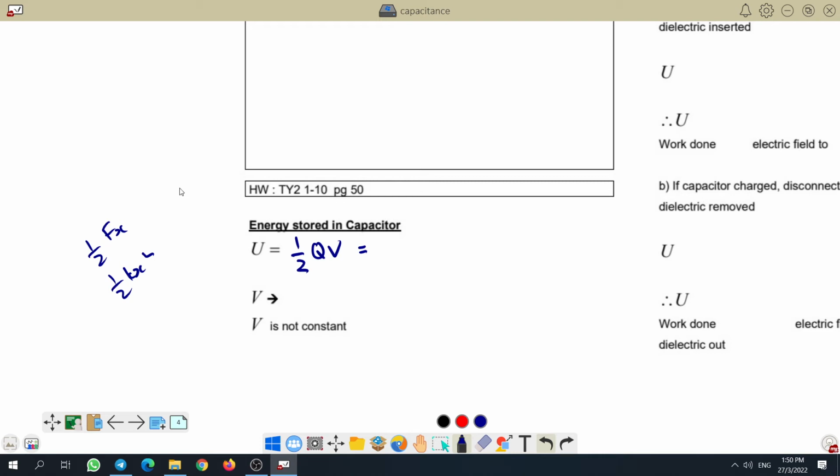Okay, kalau tak mau Q, kalau kita mau Q tukar pada CV. So dia akan jadi half CV square. And kalau tak mau C, tak mau V. V tukar C, Q per C. Okay, so half Q per C square. Q square per C. So yang first tu 1/2 QV. Dia ada square. Ya dah.